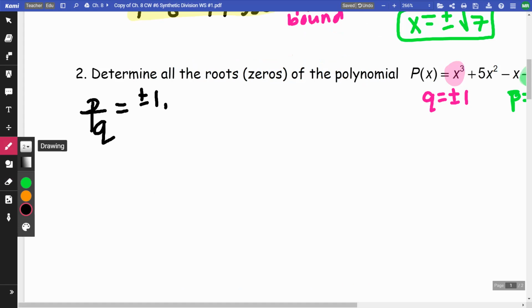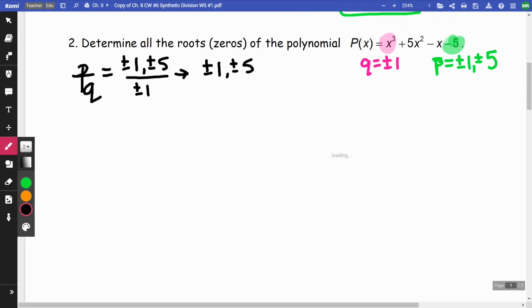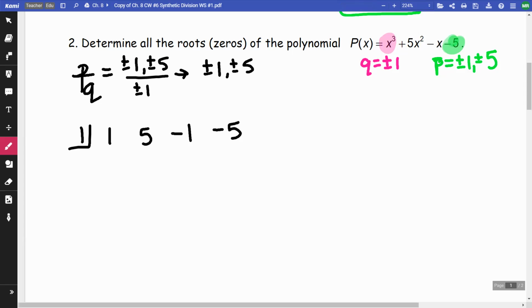Plus or minus 1, plus or minus 5, both over plus or minus 1. So that is going to give me a plus or minus 1 and a plus or minus 5. So those are the 4 that I am going to try. So let me start with a 1. And I have 1, 5, -1, -5.